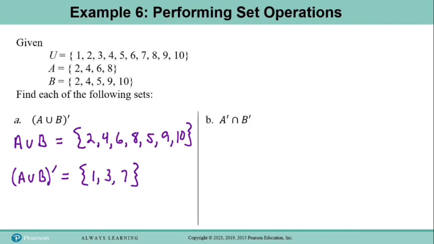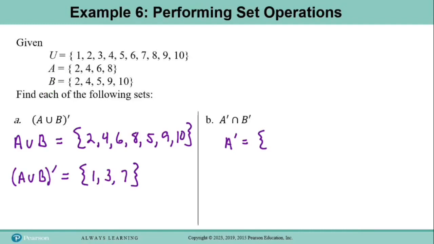Now let's look at part B, which says A prime intersect B prime, or the complement of A intersected with the complement of B. So we don't have any parentheses here, but I think it's clear that before we can determine what the intersection is, we will have to find the complement of A and the complement of B. So let's start with A. So we'll find A prime.